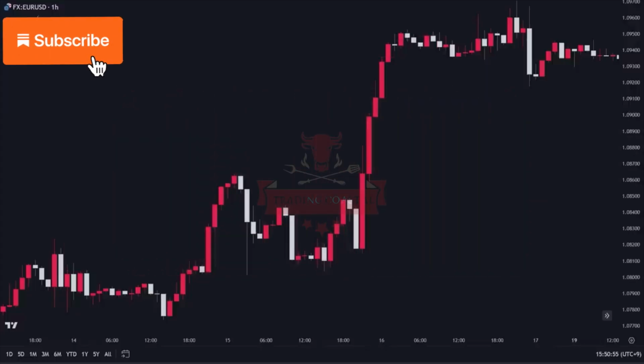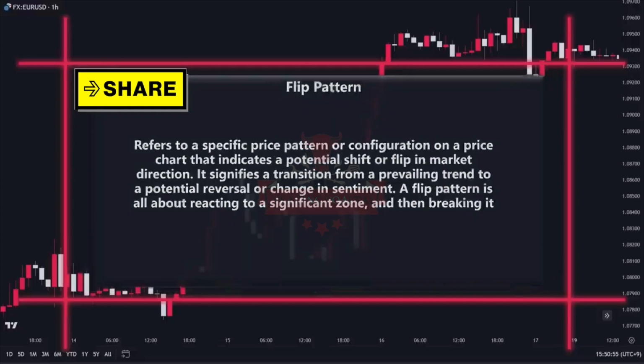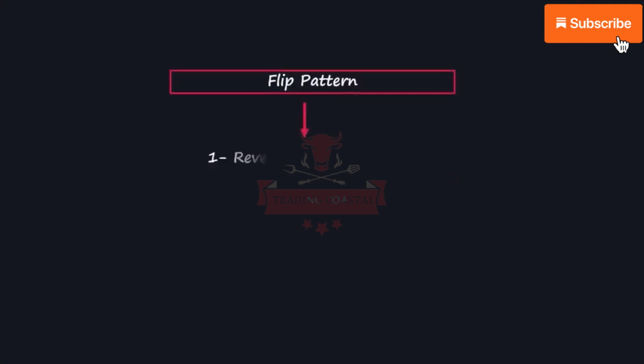A flip pattern refers to a specific price pattern or configuration on a price chart that indicates a potential shift or flips in market direction. It signifies a transition from a prevailing trend to a potential reversal or change in sentiment. A flip pattern is all about reacting to a significant zone and then breaking it. Flip patterns are divided into two major categories: reversal and continuation patterns.